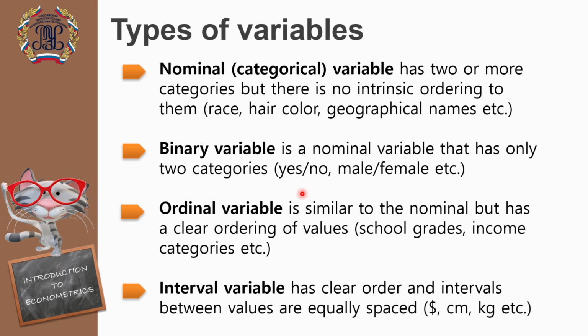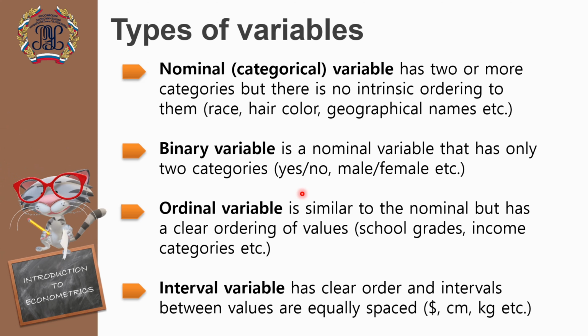Hello guys! In this video, we are talking about the types of variables and data that we can encounter while modeling some economic processes. First, let's begin with types of variables. The first type we will deal with is nominal or categorical variable. This is the variable that has two or more categories, but there is no intrinsic ordering to them.